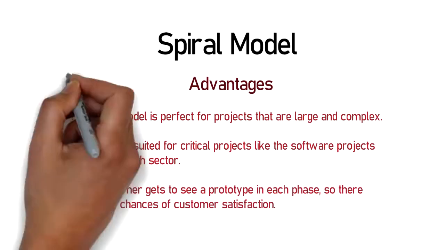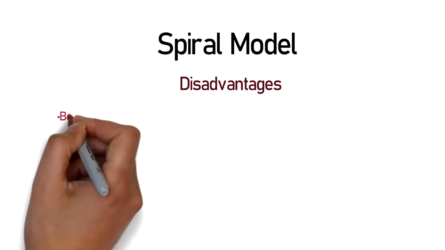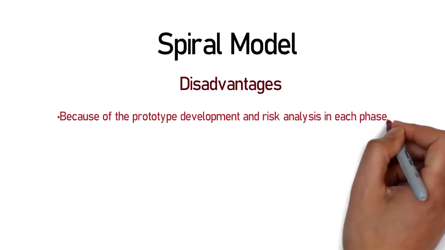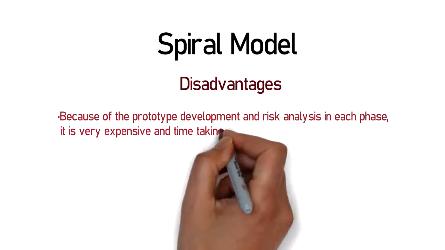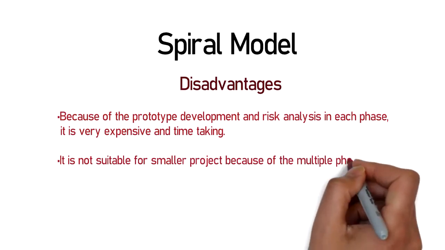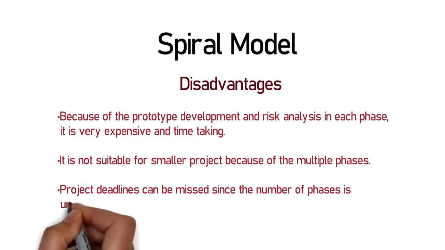Now coming to disadvantages of spiral model. Because of prototype development and risk analysis in each phase, it is very expensive and time taking. It is not suitable for smaller projects because of multiple phases. Project deadline can be missed since the number of phases is unknown in the beginning.